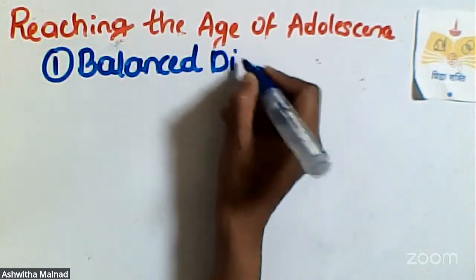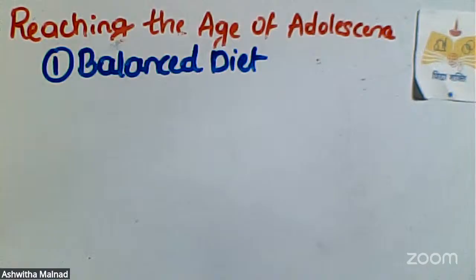Let me teach you one by one. The first one is balanced diet. See, adolescence is the stage of rapid growth and development, alva. Hence, the diet for an adolescent has to be carefully planned.